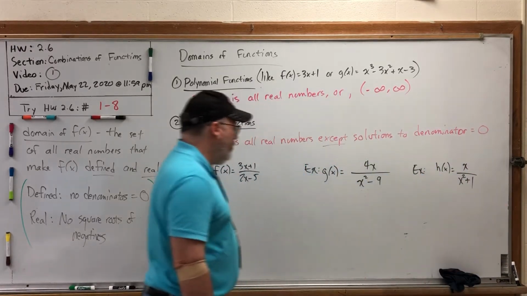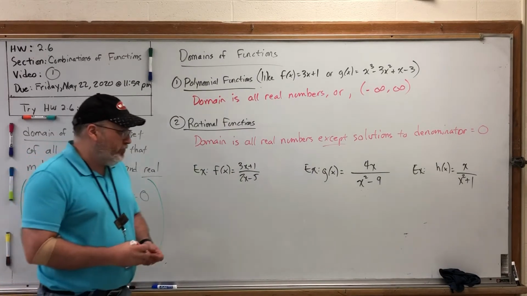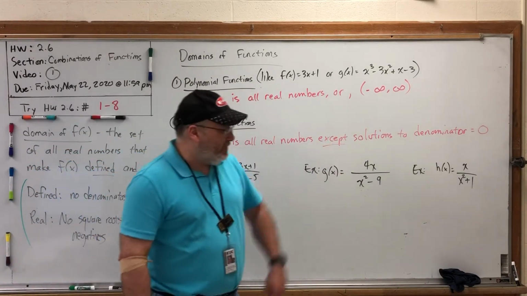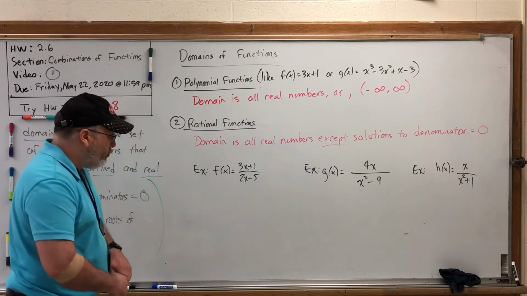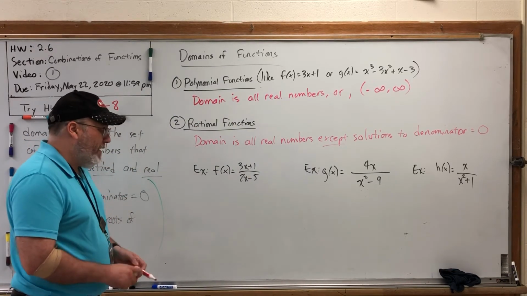In other words, we want all the numbers we can. So which ones do we not want? The ones that make the denominator equal to 0. So let's take a look at these three rational functions and see if we can find their domain.